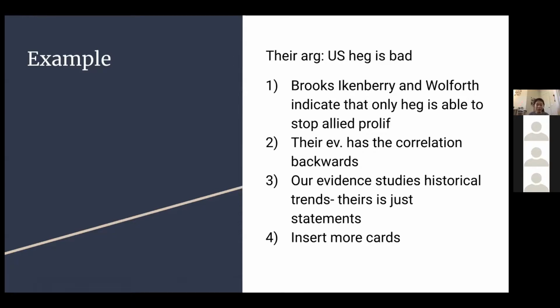The second thing I would be doing is answering their card. So I would say that their evidence actually has the correlation backwards. They say that, gosh, I can't actually remember the specific card I'm trying to answer right now. Let's say that their evidence says that as hedge was declining, as the US decreased its military force, there was more peace. Then I would say that this correlation is backwards. It's more likely that actually there was peace and therefore the US military started to decline, because we don't really need to have a strong military if we have a lot of stable peace going on. So I would say their evidence is measuring the wrong thing right now. And that's the reason why your claim is wrong.